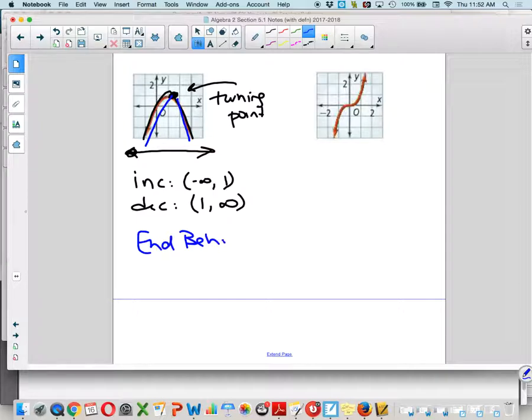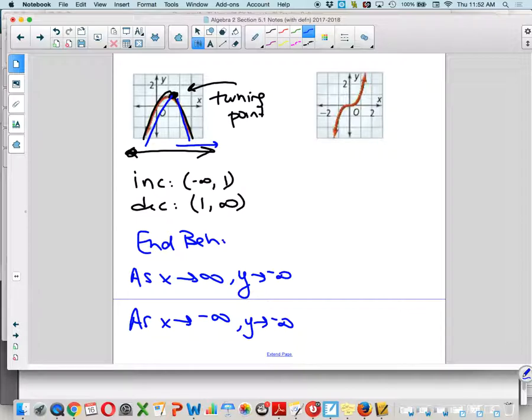And end behavior is what we're talking about when you approach infinity or when you approach negative infinity. Now you'll notice that this is x squared, some sort of quadratic. And in both these cases, my y values are going down. So what we say is, as x approaches infinity, y approaches negative infinity. Or, that's saying from here to here, my y values are going down. Or as x approaches negative infinity, y approaches negative infinity. Now that's not true over here.